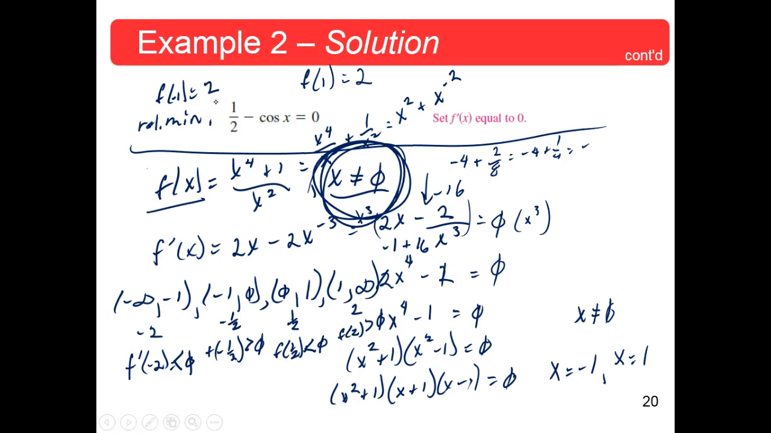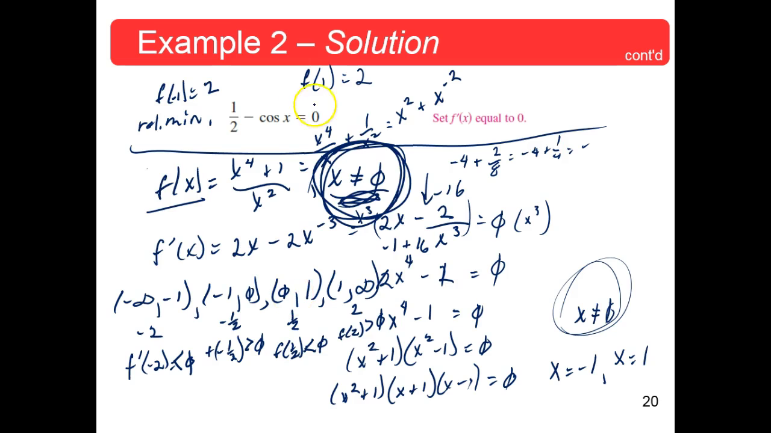Now, f at 1, this we evaluate, we use as an interval setter, but we don't use it as a critical value. It is a critical number, but we can't use it as a value because it's not defined there. So let's do the next one.